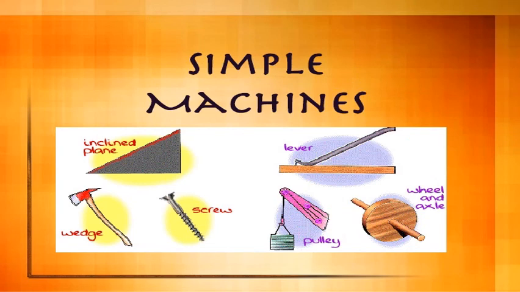Now these are some of the simple machines in front of you, and these include inclined plane, lever, wedge, screw, pulley, and wheel and axle. Okay, these all are the simple machines, and there are six main types of simple machines which are in front of you.